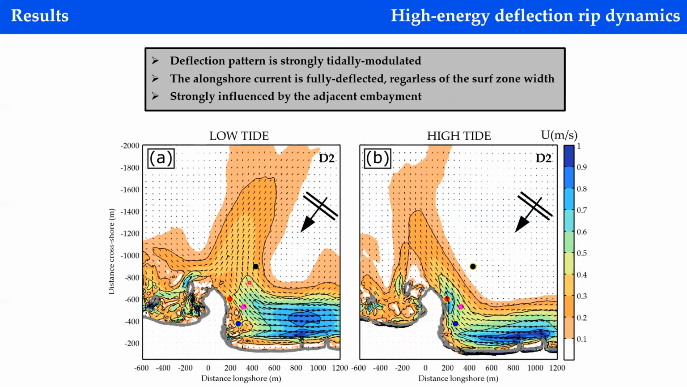The longshore current is still fully deflected, and this is because the mean flow coming from the adjacent embayment deviates the rip head and allows it to be fully deflected and extend well beyond the tip of the headland. And at high tide, the mean flow coming from the next embayment has a relatively low influence on the deflection patterns. So we have, let us say, the most expected and classic deflection rip pattern.